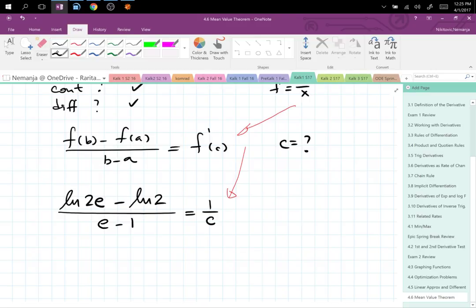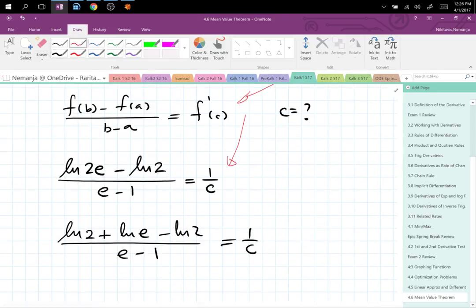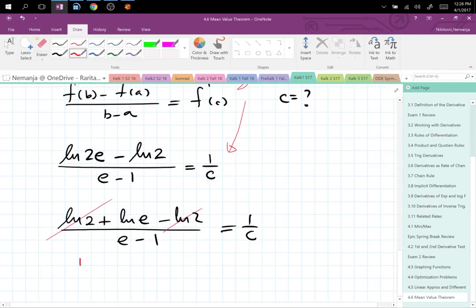Compute this. We have ln 2 plus ln e minus ln 2 over e minus 1 is equal to 1 over c. Hopefully you know the product rule for logs, where the product of arguments is the addition of logs. At which point ln 2 dies. ln e is 1, so we get 1 over e minus 1 is equal to 1 over c. If we flip one fraction, we flip the other one, so c equals e minus 1. And that's the value.